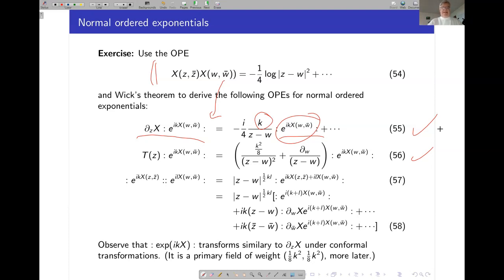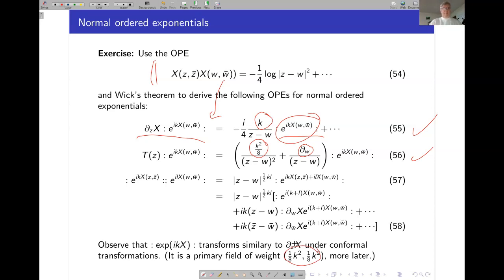But like dx, it turns out that e to the ikx has a second order pole and then a first order pole with a derivative acting on here. And then there's a particular, if you like, eigenvalue read out of here, which, as we will learn later, tells us what the so-called conformal weight of this operator is, which will turn out to be k squared over 8.